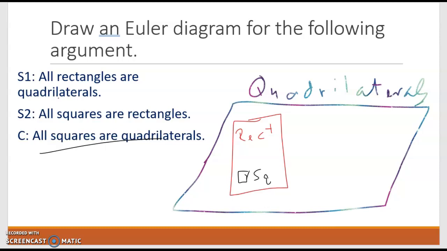So the diagram on the right shows the big quadrilaterals, rectangles as a subset of quadrilaterals, and then squares inside of the rectangles, which means squares are also quadrilaterals. And those are some Euler diagrams.